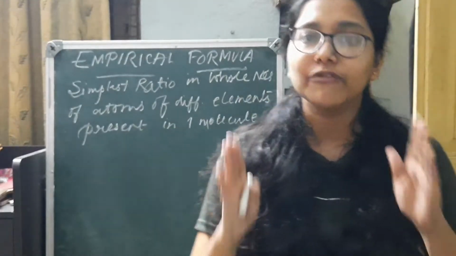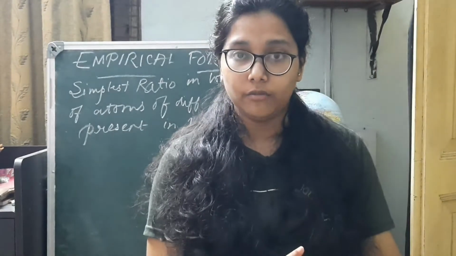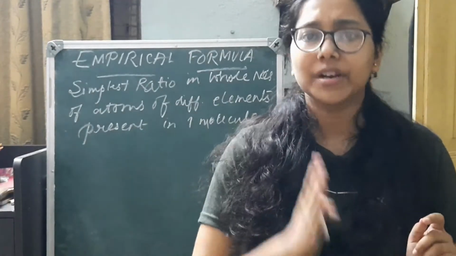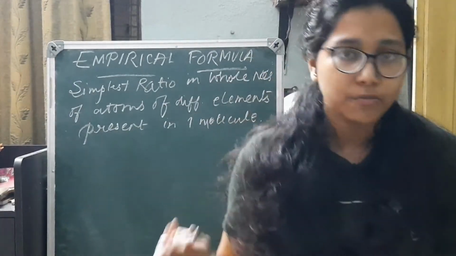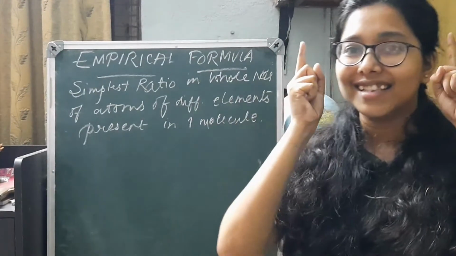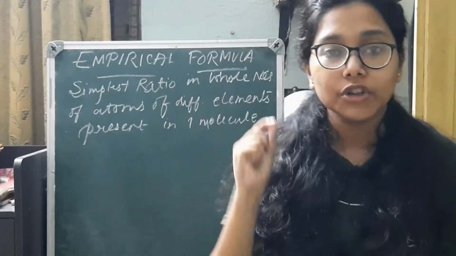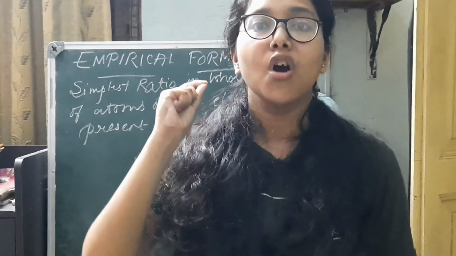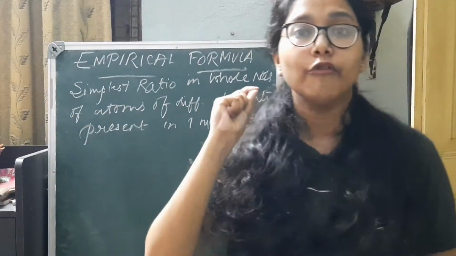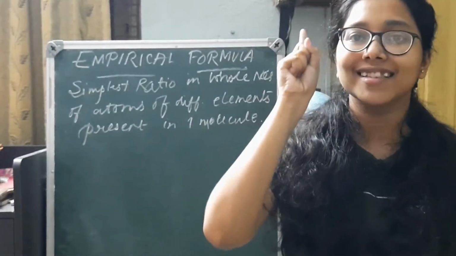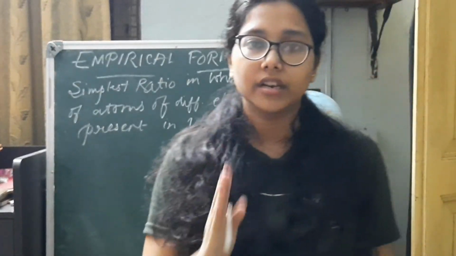So now first of all, what is empirical formula? As you can see, I have already written down the definition. You can get the definition in your textbooks as well. It is the simplest ratio. Okay. So simplest, but most importantly the simplest whole number ratio of all the elements that are present in a single molecule of a particular compound.